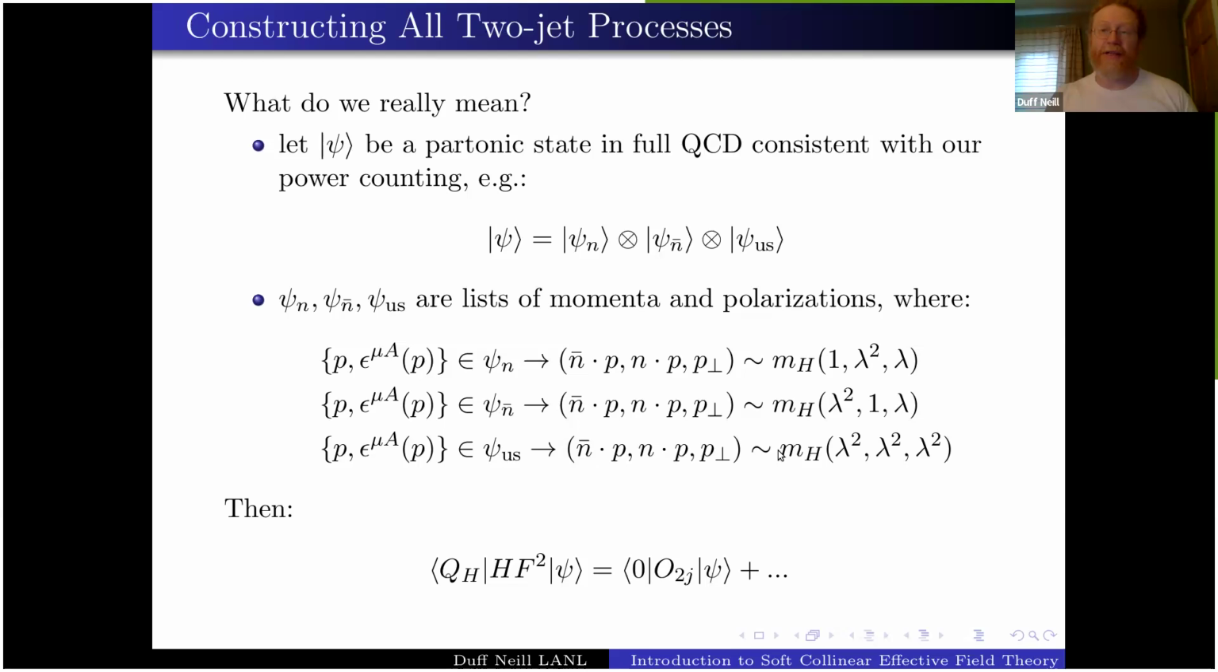And so the matching calculation that I referred to earlier is just going to be the statement that the scattering process that I calculated in full QCD on the left-hand side better equal the scattering process that I calculate in my effective theory, up to power corrections in those singular limits.